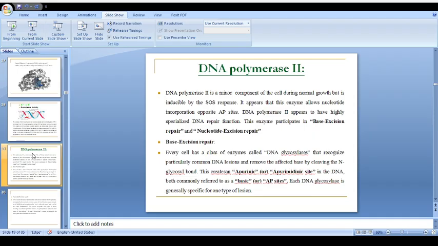It is also known as AP site. Then further, the DNA polymerase action comes into play, which is responsible for filling the gap using the supplementary strand which is present in it.